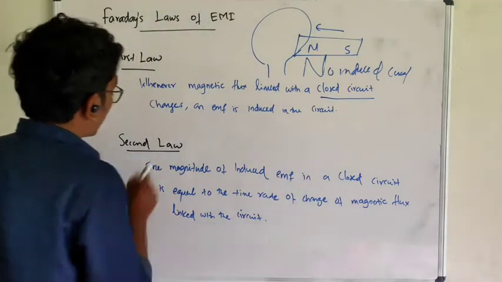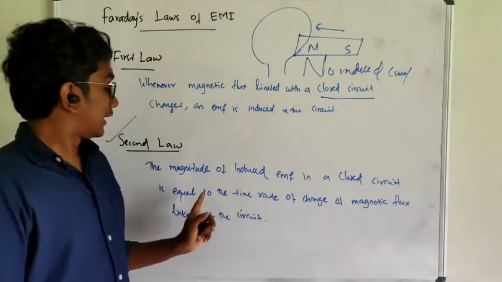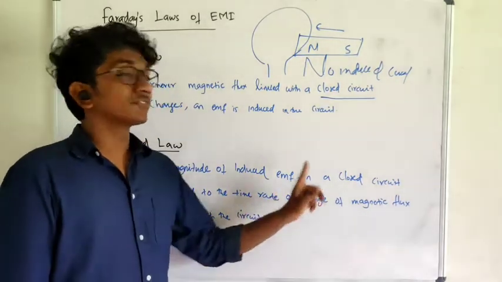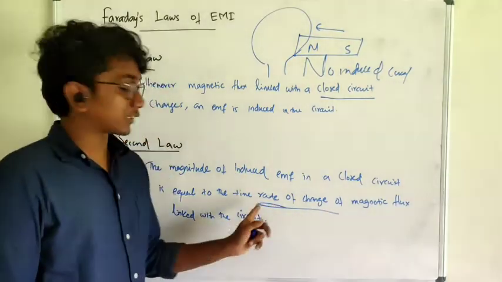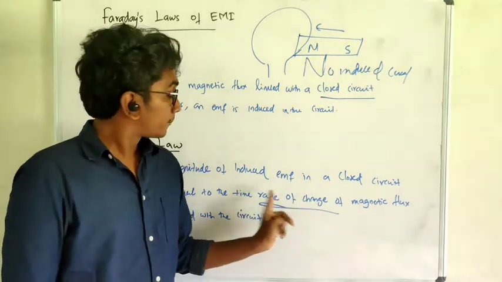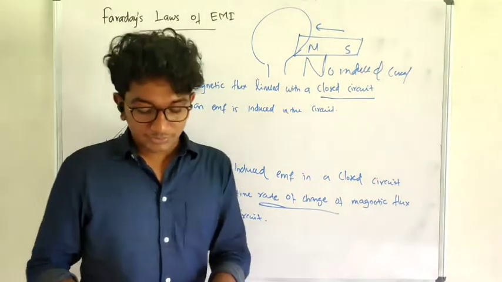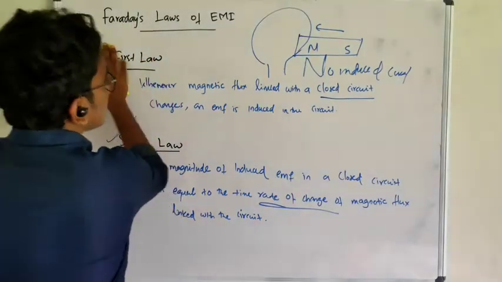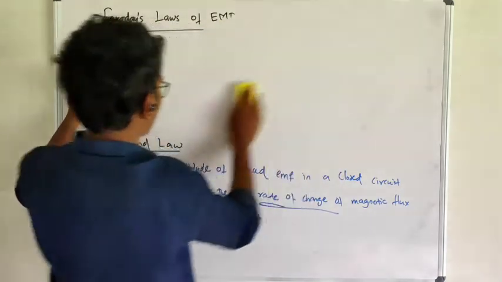Alright, so then what about the second law? Second law: the magnitude of induced EMF in a closed circuit is equal to the rate of change of, actually, time rate of change is not needed, so it's the rate of change of. According to our textbook, it is time rate of change of, but rate of change of is enough. Rate of change of magnetic flux linked with the circuit. Okay, so what is EMF? EMF is equal to the rate of change of. Wait, I'll explain. We need the mathematical formula for the second law.